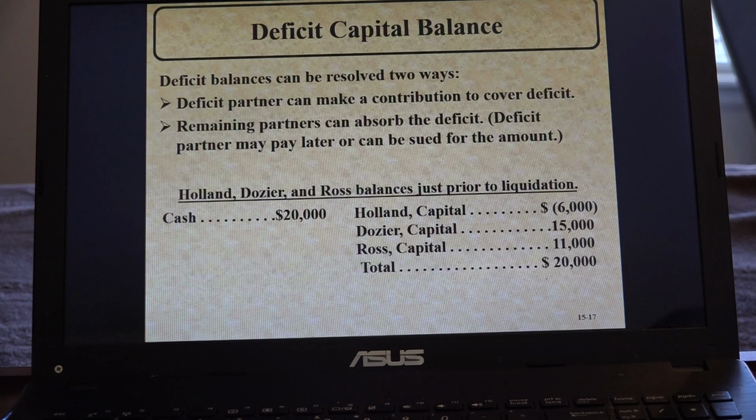Now, certainly Holland could pay up, put $6,000 into the partnership. That brings cash up to $26,000. Holland's capital account is closed out once he pays the $6,000, and then the $26,000 can be issued to Dozier and Ross. So that would be the easy thing to do.